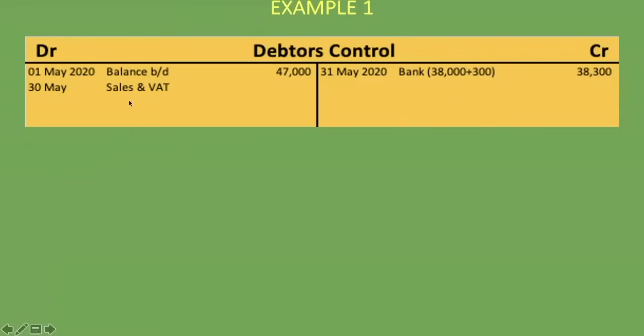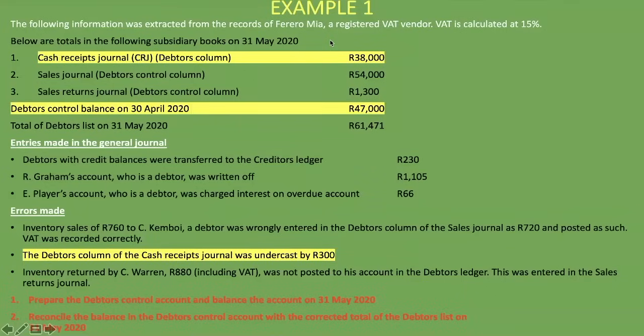So we put sales and VAT, just indicating that we are owed by our debtors sales inclusive of VAT. Now that we have done that, we'll go back and see if there's anything else pertaining to the sales journal that we need to take account of, like we did for the cash receipts journal. So we have read through many of these, and we need to see if there's anything else that affects that.